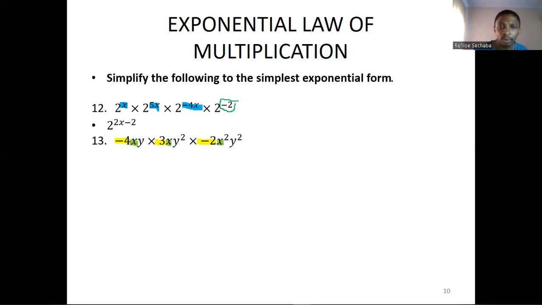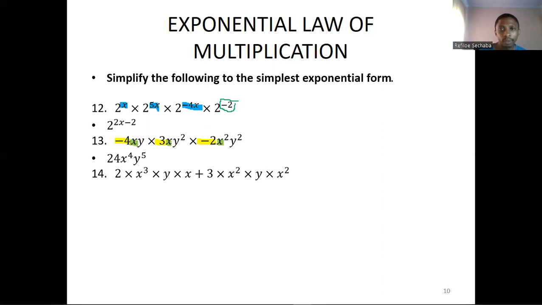What about the y's, the ones that I didn't highlight? It will be y to the exponent of 5. So our answer here will simply be 24x to the exponent of 4, y to the exponent of 5. Let us look at this one here.